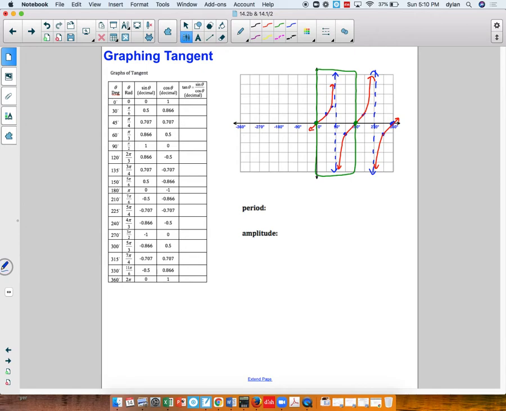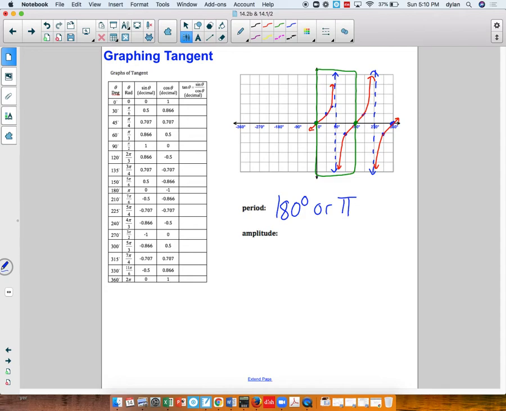But the thing to notice here is that the period is different than sine and cosine. The period is 180 degrees, or just pi, which means when we're finding our b value, we use 180 degrees or pi instead of 360 degrees or 2 pi.